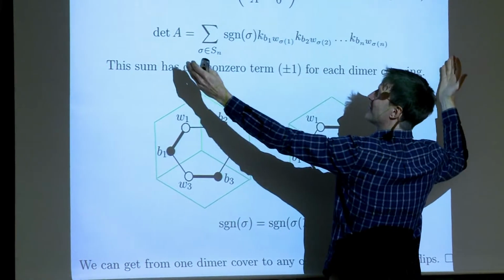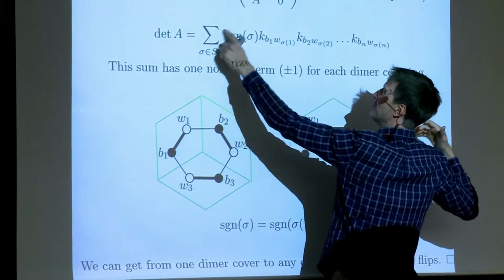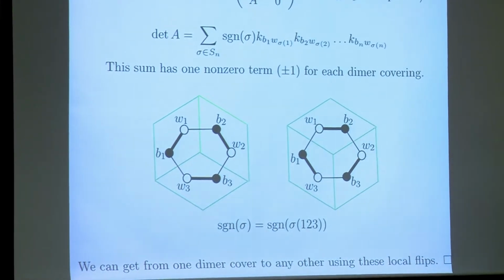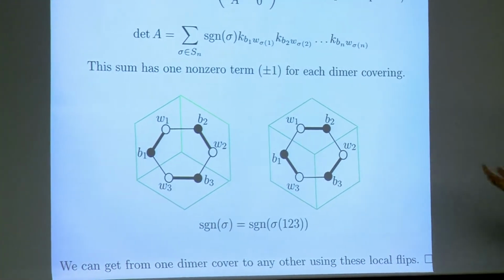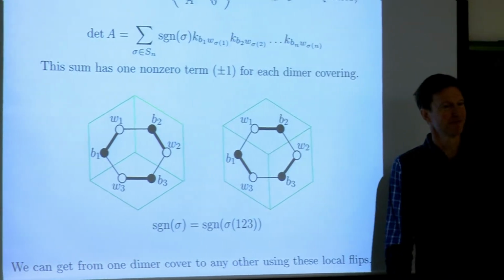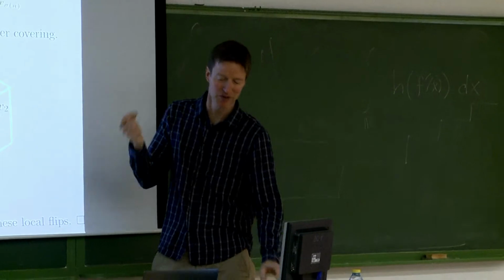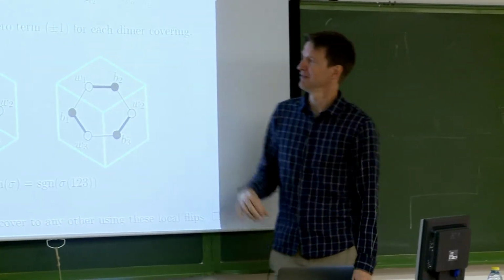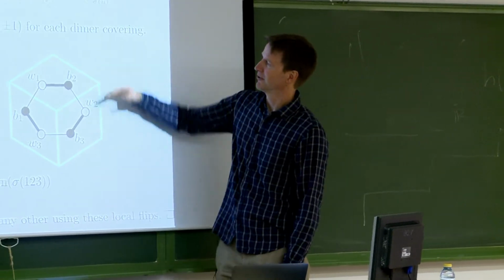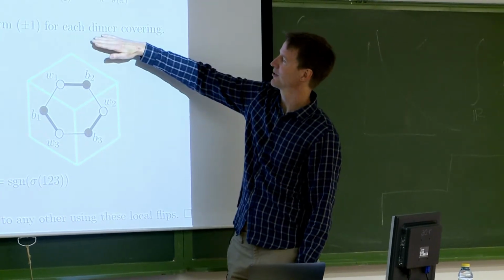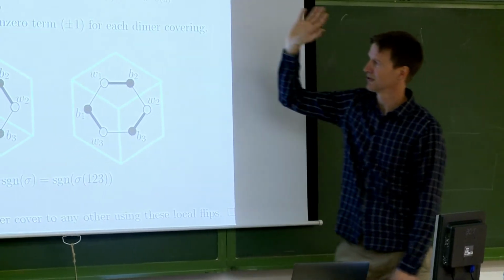So we're counting the correct things. We only have to worry about whether the signs are all the same, or rather, we have to show that all the signs are the same so that it's a coherent sum. There's no cancellation because we want to count each perfect matching with the sign plus 1. Right, so the sum has one non-zero term for each dimer cover. All the other terms are 0.